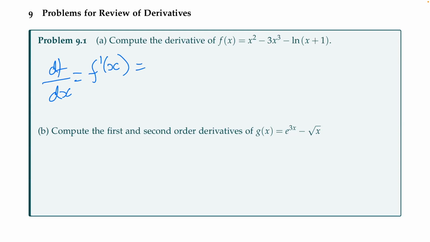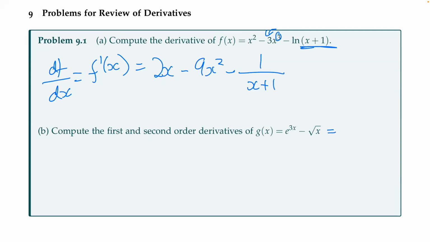The derivative of x squared is just going to be 2x. The derivative of minus 3x cubed, the 3 comes out the front, so we have minus 9x squared. The log of x plus 1 gives minus 1 over x plus 1. Okay. So show of hands, who got that right? Fantastic.